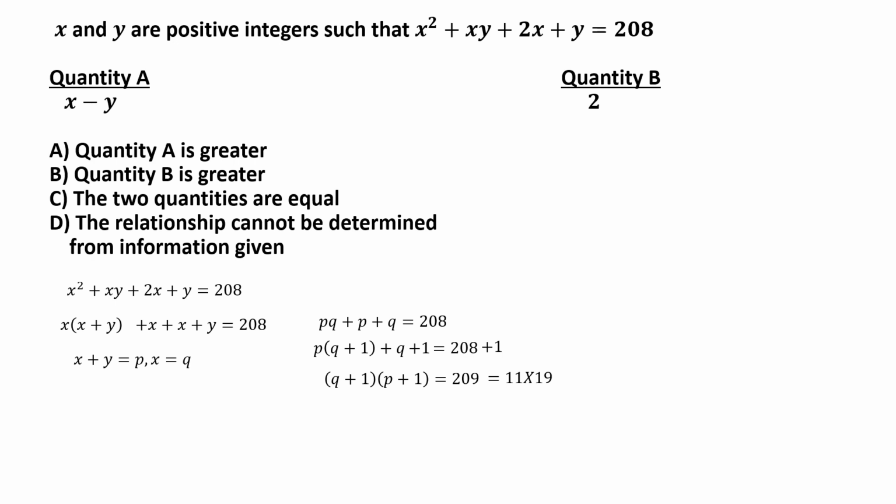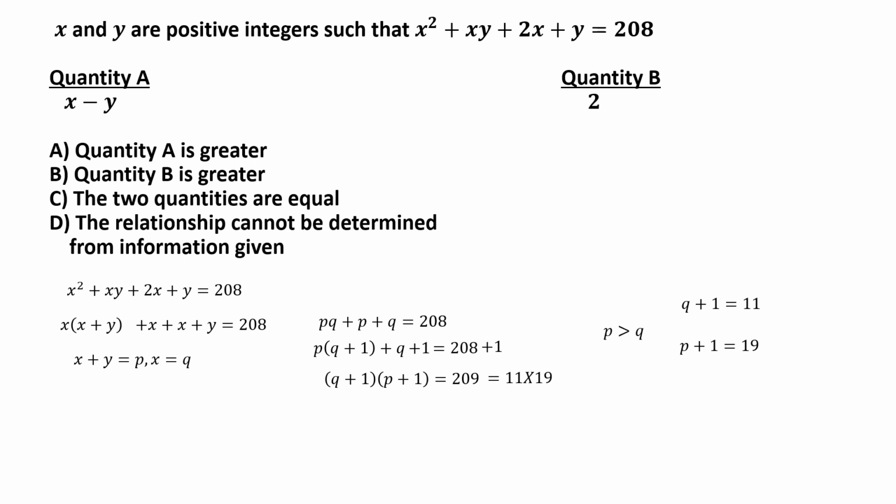So we can actually equate these two, q plus 1 and p plus 1, to 11 and 19. Since p is greater than q, because remember what p was, x plus y, and q was simply x, and y being a positive integer, x plus y got to be greater than x, so p ought to be greater than q. So of q plus 1 and p plus 1, p plus 1 is the greater term. So we can write p plus 1 equal to 19, because 19 is the greater of 11 and 19, right? And that would make q plus 1 equal to 11.